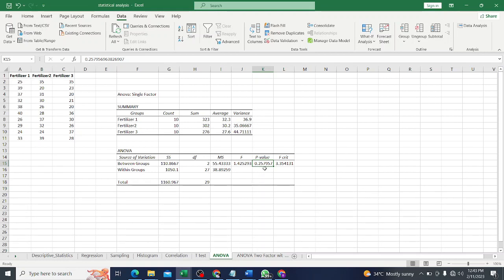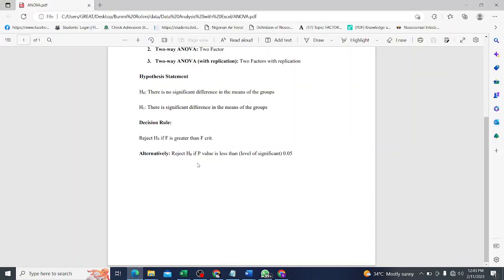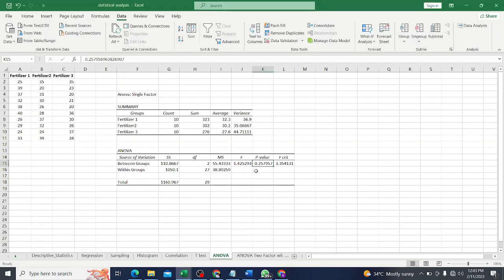So that implies that we are not going to reject H naught, because the rule says we reject H naught if the p-value is less than 0.05. But in this case, this value is greater than 0.05. So we do not reject H naught. So that implies that fertilizer 1, fertilizer 2, and fertilizer 3 are the same. They have the same effect on the yield of maize. So advising a farmer, you would tell that farmer that any of the fertilizers is appropriate to use.